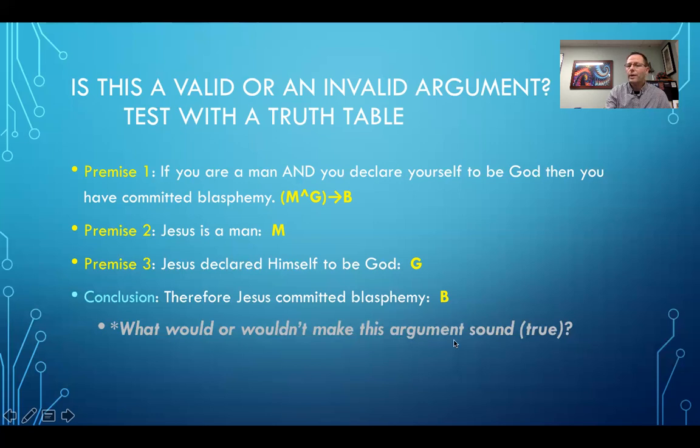What would or wouldn't make this argument sound? Remember, there's a difference. Valid just means the structure is good. So they're validly arguing that Jesus has committed blasphemy. And so we would have to come back and to say that Jesus has not committed blasphemy, we would have to say that this argument, though valid, isn't sound, right? And so soundness means that all of the premises are true. So somehow we would have to say either this isn't true.